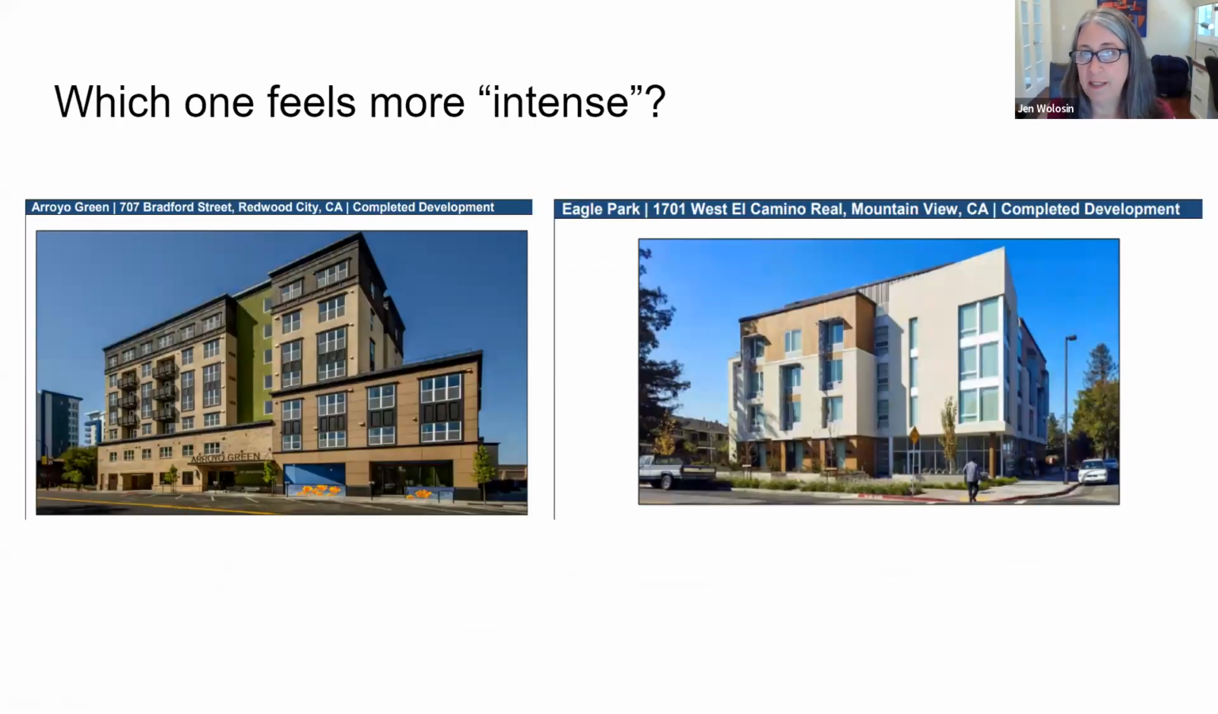Also, the intensity can feel very different depending on the mix of all of those development standards. So here I've pulled two different recent developments, one in Redwood City on the left and one in Mountain View on the right. These are both 100% affordable. I'm kind of asking the question, which one feels more intense? I'll let you think about that.